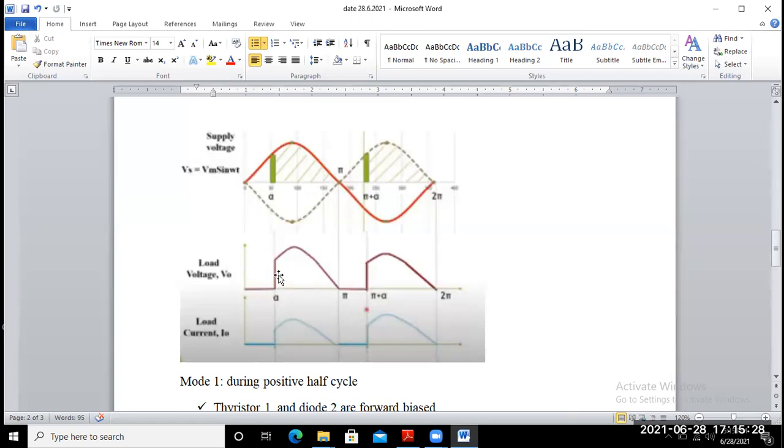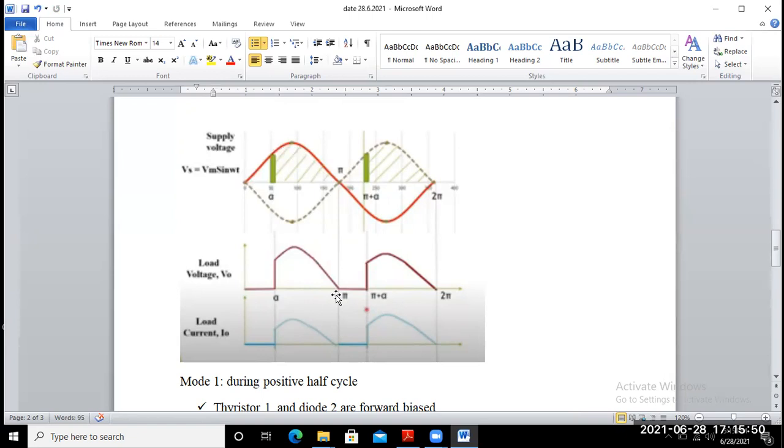When you fire the thyristor at this instant, which is the delay angle alpha, the SCR starts to conduct, and the output waveform is similar to the supply voltage up to this point, pi. So the output voltage is similar to this one up to pi.